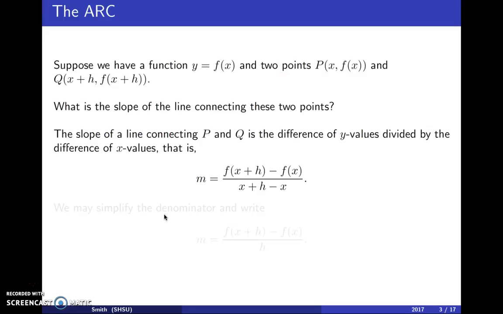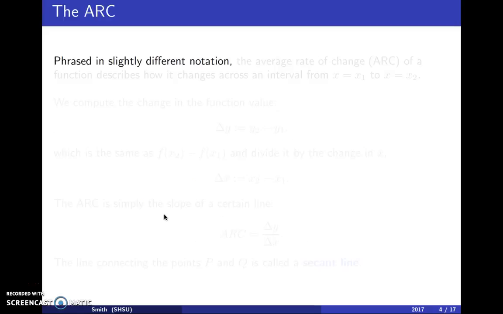That is, this formula, f of x plus h minus f of x on the top. The numerator is a change in y, and the bottom, x plus h minus x, is a change in x. We can simplify the denominator and so write the slope in this way. Again, change in y over change in x.